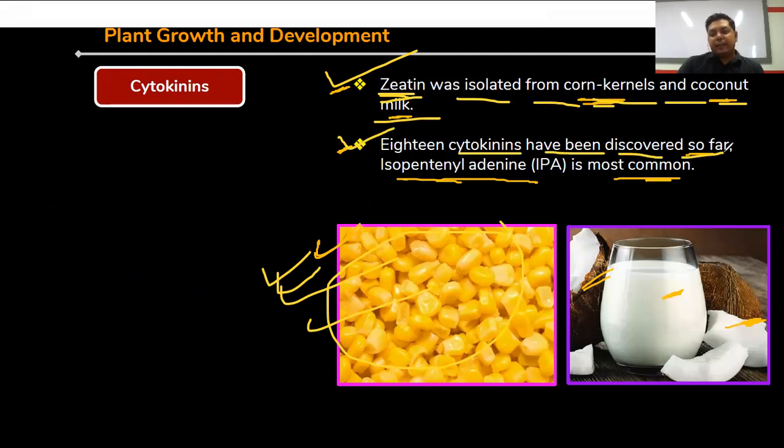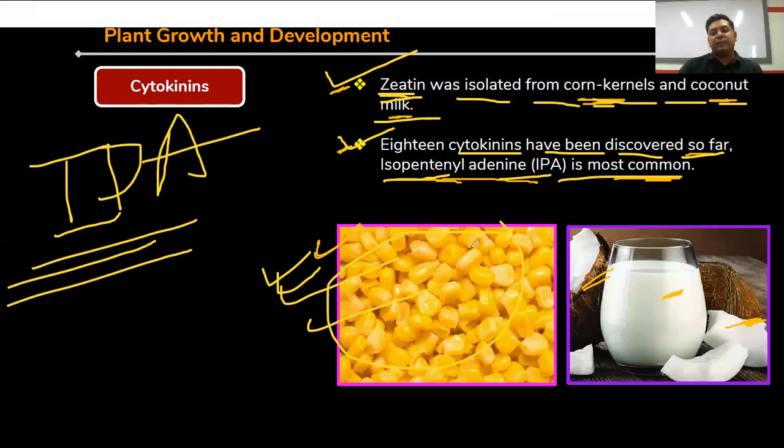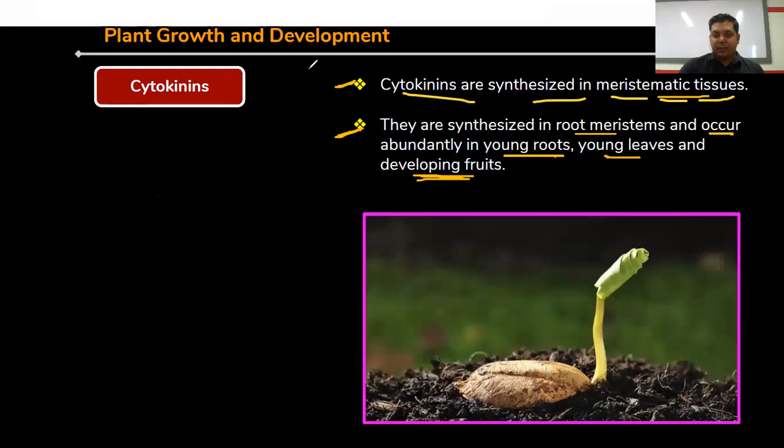18 cytokinins have been discovered so far. Isopentenyl adenine is the most common. So obviously, isopentenyl adenine or IPA is the most common type of cytokinin. So kinetin, zeatin, isopentenyl adenine, right? As well as some other cytokinins are also known nowadays. Cytokinins are synthesized in meristematic tissues. So obviously, cell division, cytokinesis, is extremely promoted by cytokinin plant growth regulators. Clear?